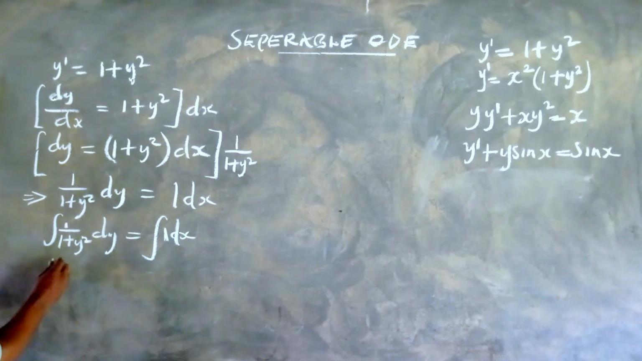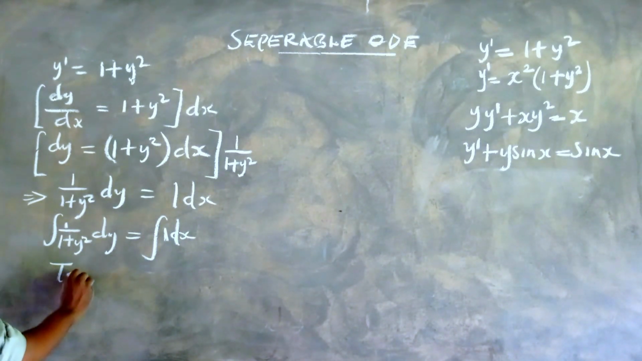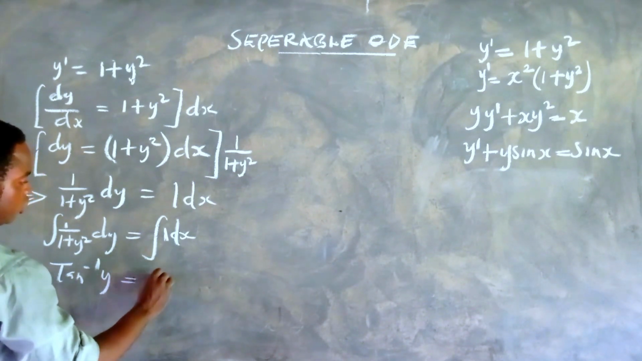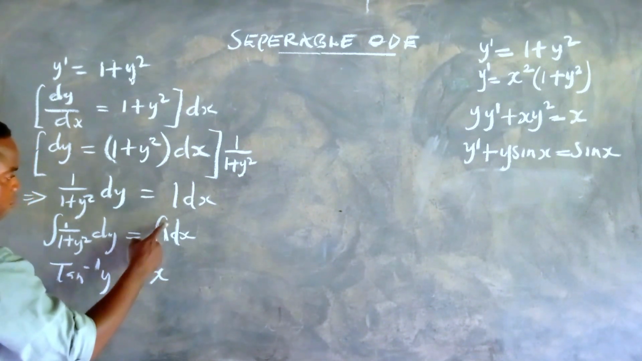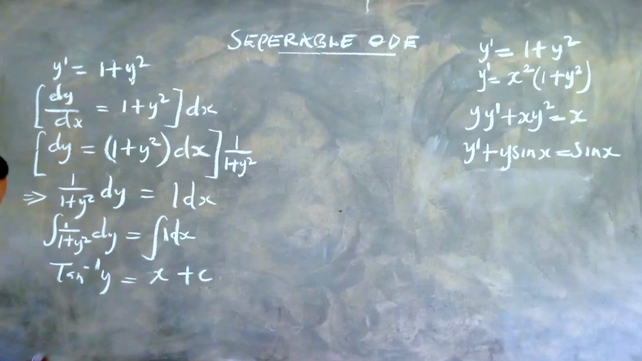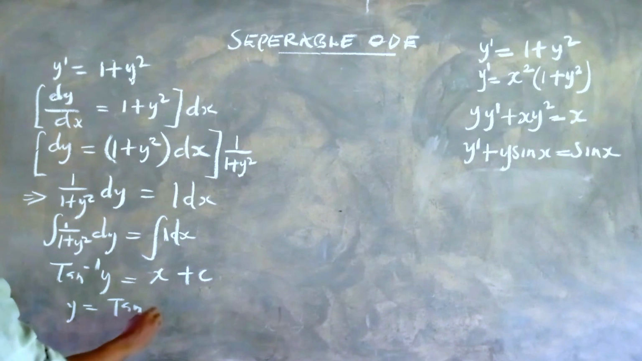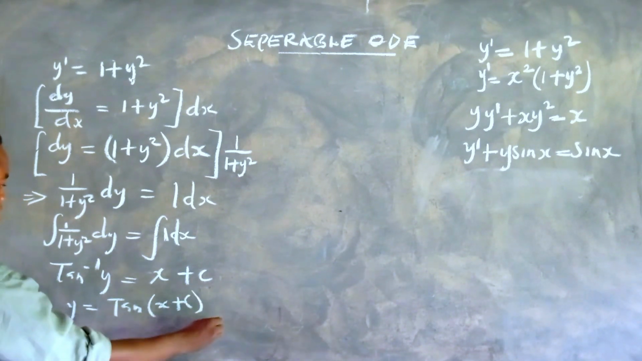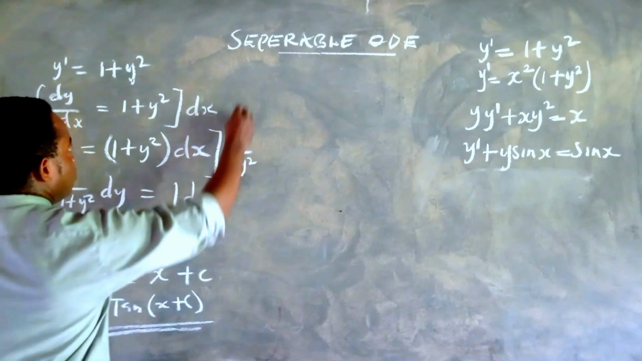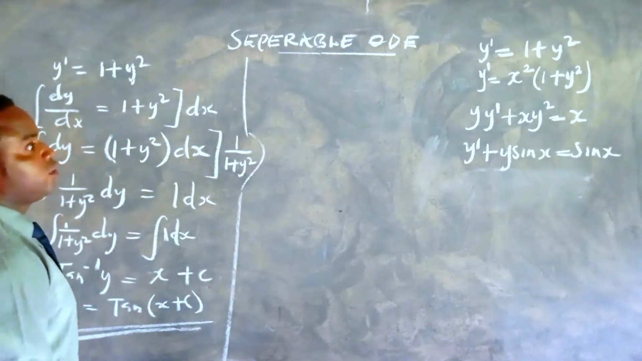So we have the integral of 1 all over 1 plus y squared dy, and the integral of 1 dx. So what is the integral of the left-hand side? You probably know it is inverse tangent of y, arctan y. And the integral of 1 dx is x. And don't forget c, which is the constant of integration. So we need to get y all by itself so that we clean things up a bit. So we have y is equal to tan of x plus c. Remember to put x plus c in brackets because it concerns everything there. And that is the general solution for that differential equation.